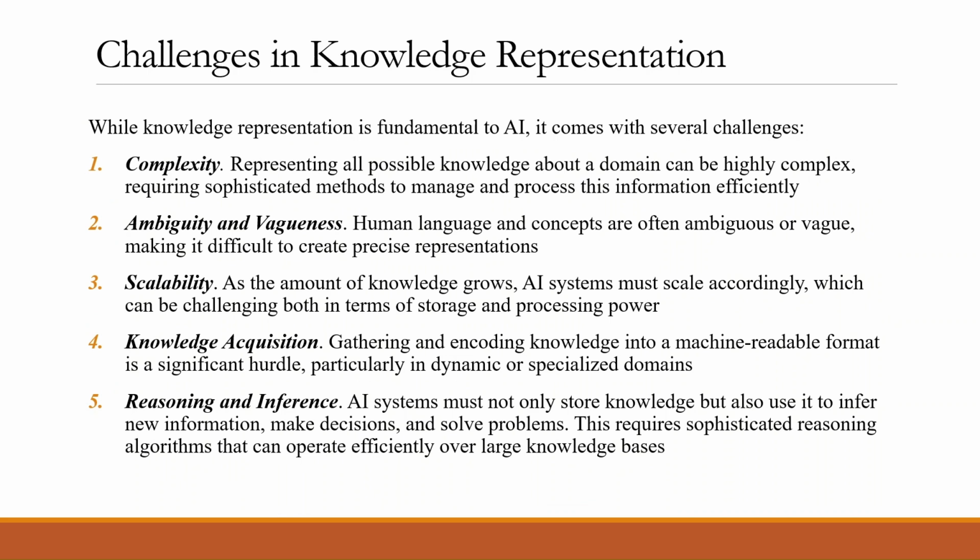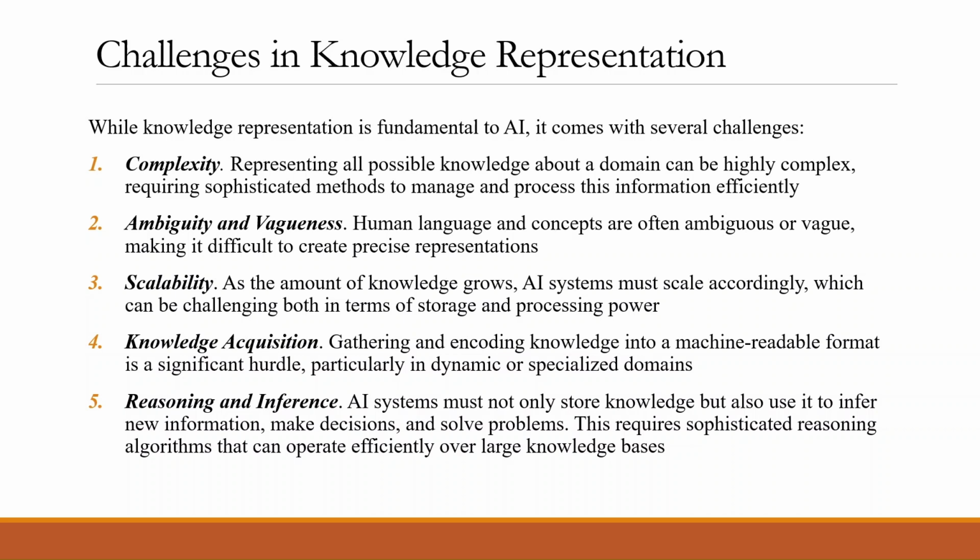Now, let's see some challenges in knowledge representation. While knowledge representation is fundamental to artificial intelligence, it comes with several challenges. Complexity is one of them. Representing all possible knowledge about a domain can be highly complex, requiring sophisticated methods to manage and process this information efficiently. Ambiguity and vagueness. Human language and concepts are often ambiguous or vague, making it difficult to create precise representations.